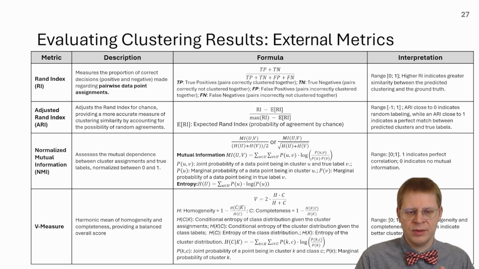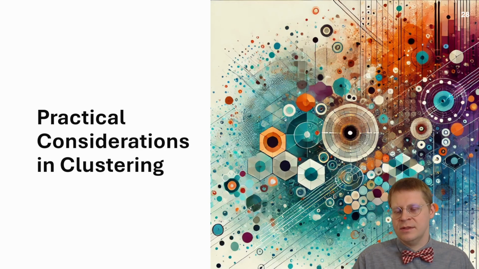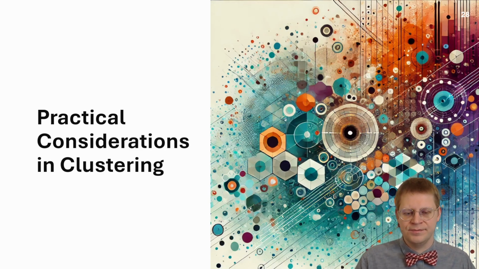ARI or NMI if randomness or class imbalance is a concern. Use V-measure when you need to keep homogeneity and completeness both. If you just need a simple pairwise evaluation, then you can go with the Rand index. Let us have some practical considerations in clustering.